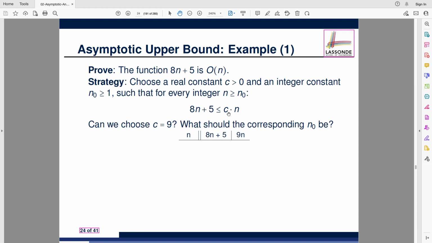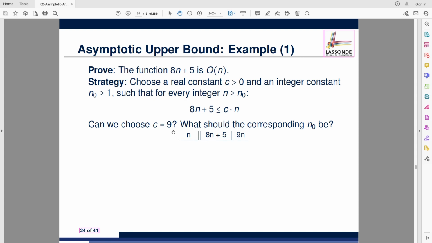And let's take a look. Okay, I'm going to put n, 8n plus 5, and 9n. So here we're just telling you, okay, what about you try c is equal to 9? Of course, you can try other multiplicative constants as well. Try something you think makes sense. For example, if you just try 8, 8 may not be good enough, because you're missing the plus 5. So maybe choose something a little bit larger.